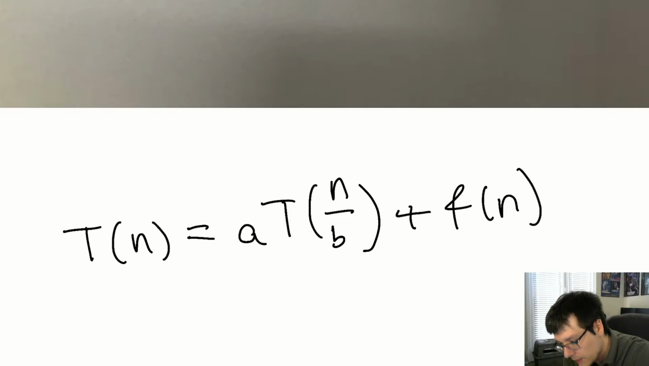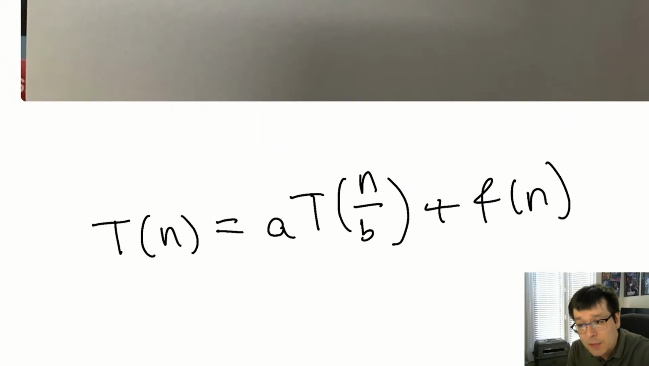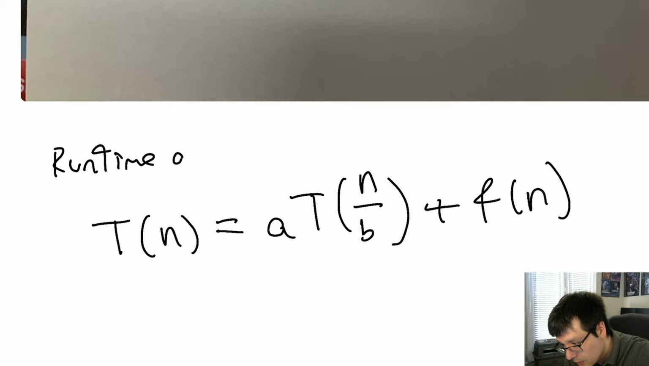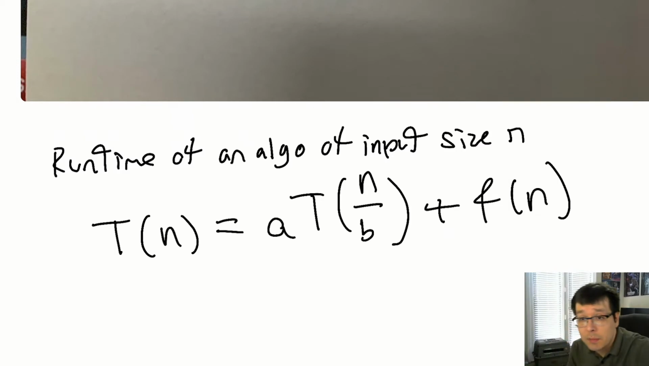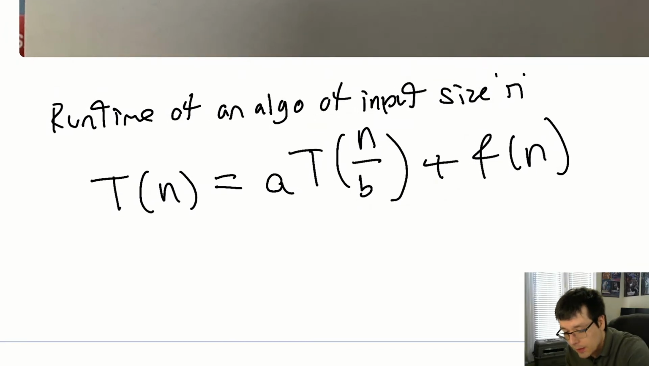Plus f of n, okay? So, when I'm talking about an algorithm, and this is what you'll be doing again in your write-ups, the runtime of an algorithm of input size n, so that's the amount of input. So think about sorting, okay? Your input is the number of numbers, or the number of items that you're trying to sort. So if you're trying to sort 100 numbers, n is equal to 100, right? So size n, okay? The runtime of an algorithm of input size n is usually denoted as T of n, okay? And is expressed by the following recurrence relation.